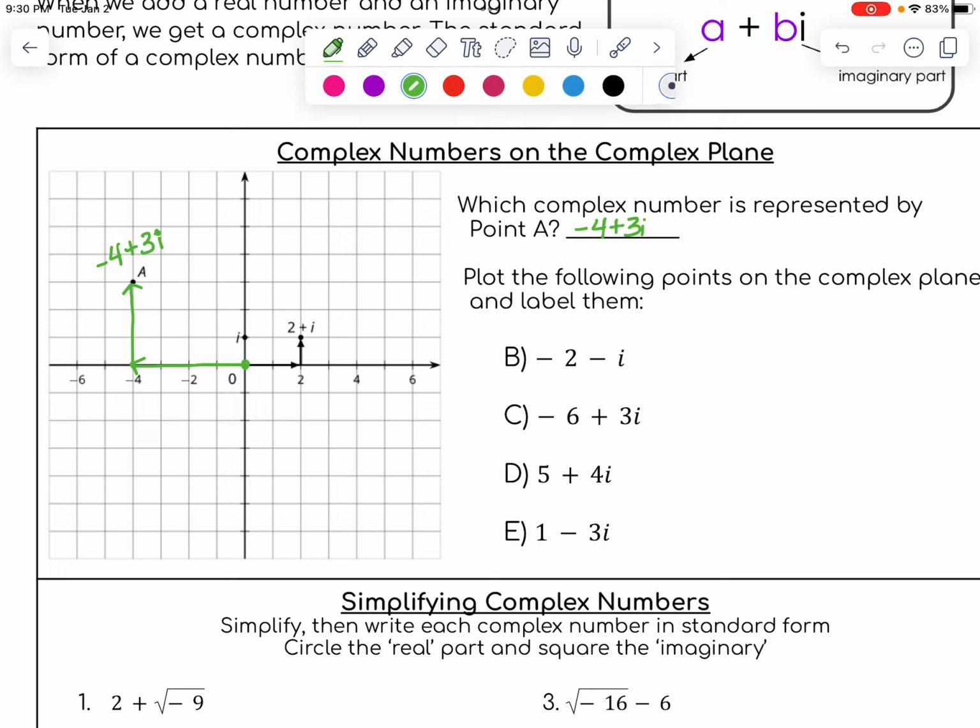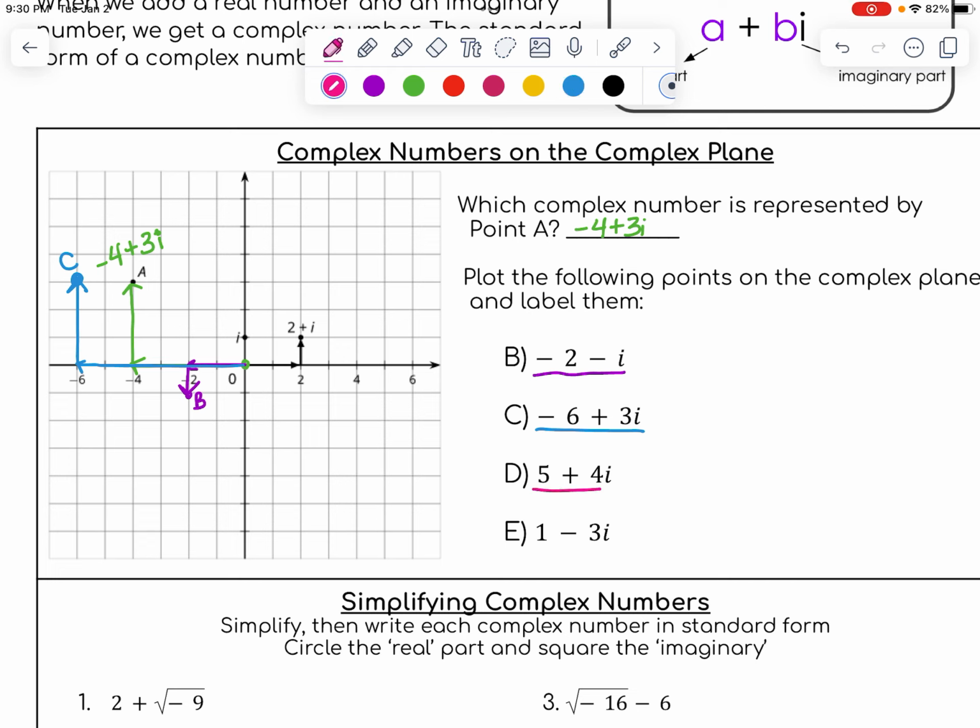Let's see if we can graph some of these other complex numbers. So point B, we're going to graph, it's at -2 minus i. So I'm going to start by going to the real number, -2. And then I'm going to do the imaginary, -i. Here is B. All right, let's try C. C is -6 plus 3i. So I'm going to go over to the real -6, and plus 3i would be up 3 on the imaginary axis. And this would be -6 plus 3i, which is point C.